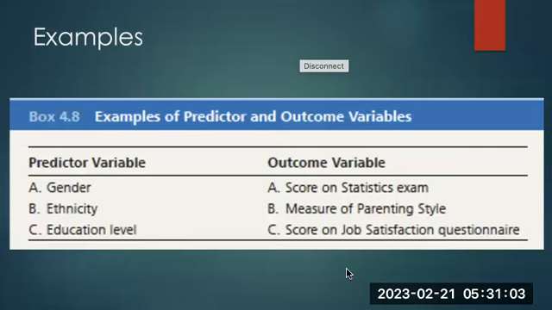So for example, gender is a predictor variable, and the outcome variable can be a score on a statistics exam. Ethnicity can be a predictor variable, and the outcome variable can be a measure of parenting style. Educational level can be a predictor variable, and the score on a job satisfaction questionnaire can be the outcome variable.